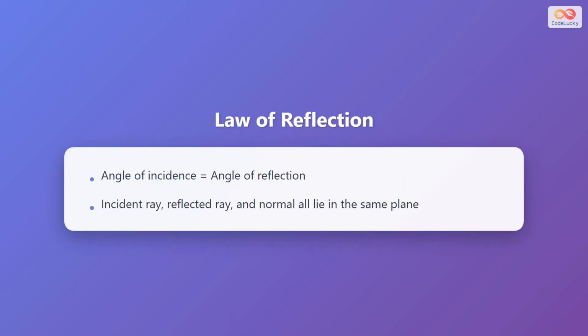Plane mirrors follow the law of reflection, which has two important principles. First, the angle of incidence equals the angle of reflection. This means that when a light ray strikes the mirror at a certain angle, it bounces off at exactly the same angle. Second, the incident ray, the reflected ray, and the normal line all lie in the same plane. The normal is an imaginary line perpendicular to the mirror's surface at the point where the light strikes.